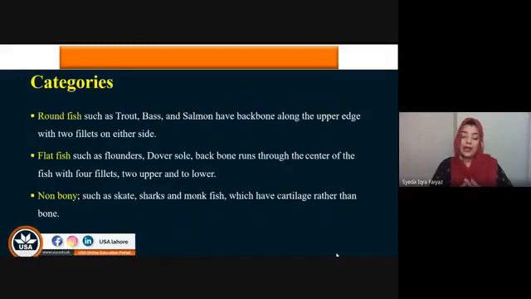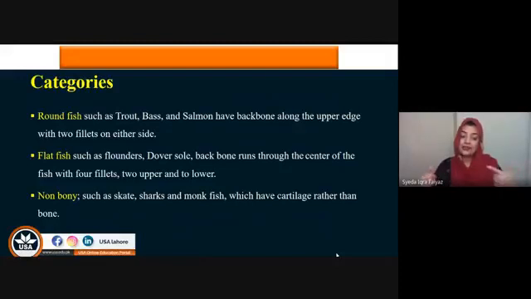Now, when we talk about the categories of fish, it is important to realize what kinds of fish there are. The first kind is round fish, which includes trout, bass, and salmon. They have a backbone along the upper edge with two fillets on either side. Round fish are round in shape, which means there is a backbone, and from one fish you get two fillets.